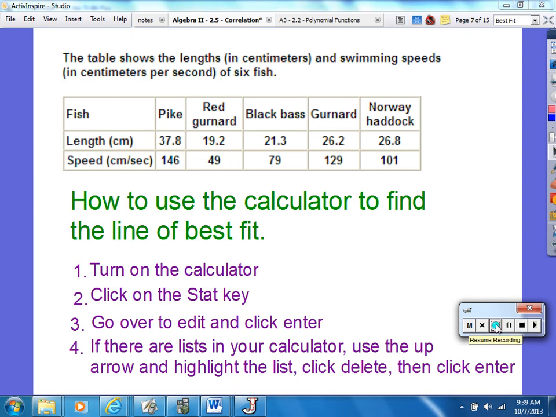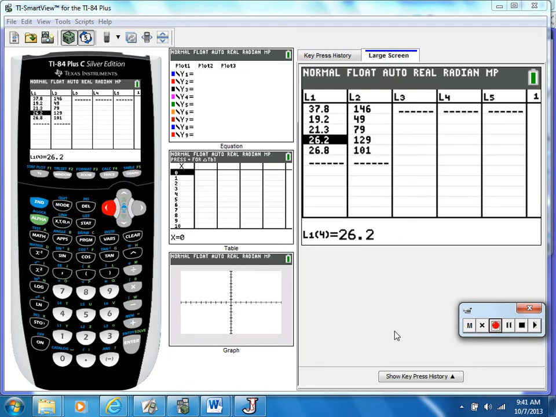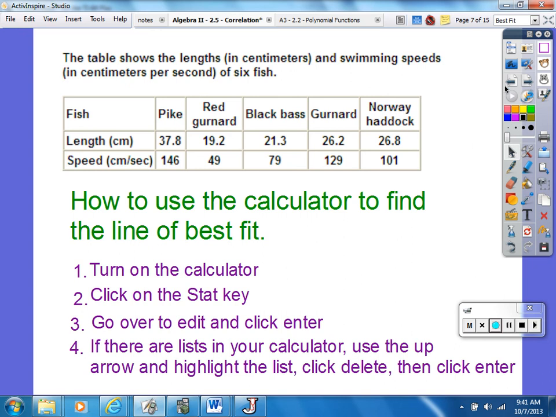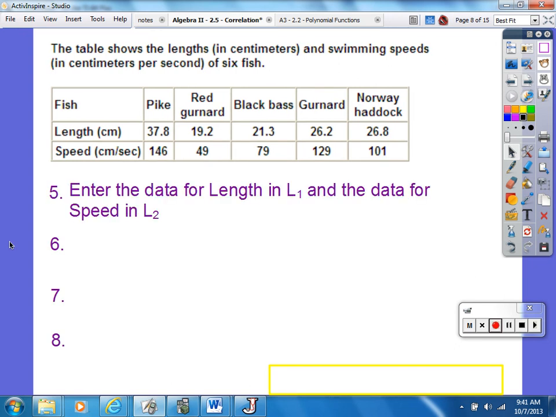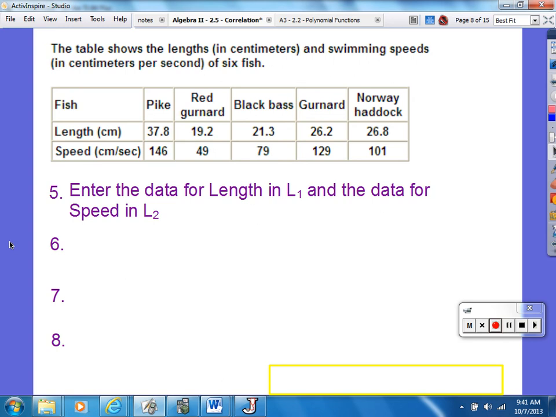Now that you've written that down, carefully in L1 enter your lengths, and in L2 enter your speed. So here I've entered all of my data. We'll go back to this screen here because the next thing we're going to do, after we entered our data into L1 and our data for speed into L2, by the way, X's go in L1, Y's go in L2. That's what I would write down for that line right there. X's go into L1, Y's go into L2. That makes it a little easier to play with.